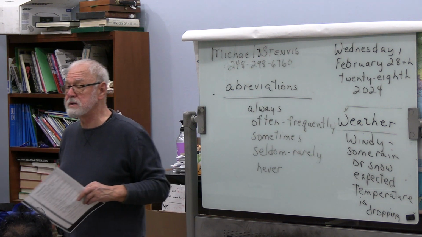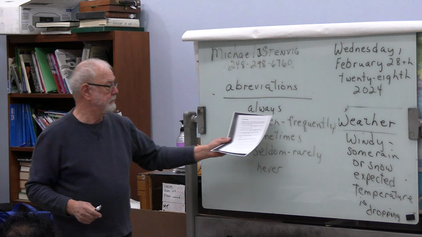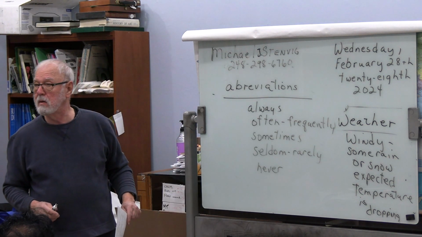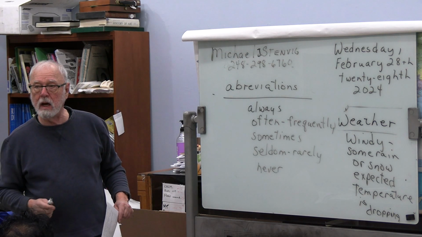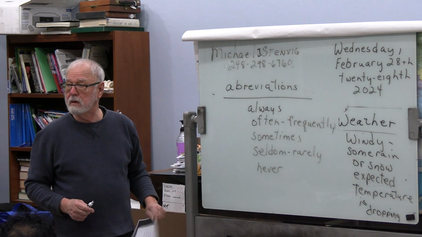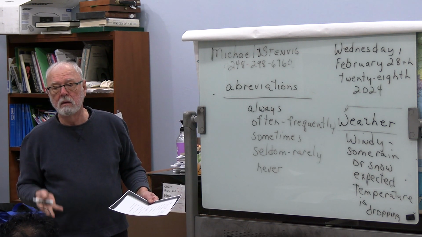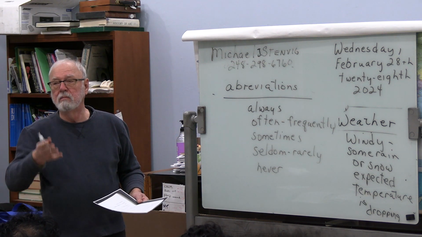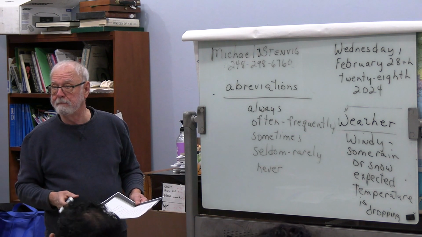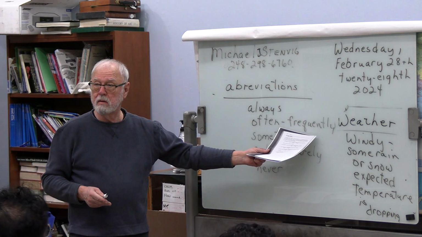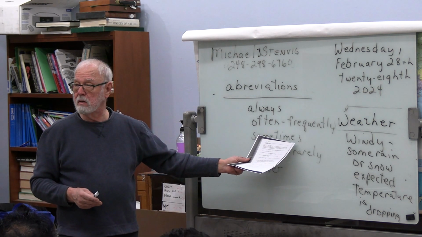These are some time words. I think we haven't done these in a while. What does always mean? All the time. Often. What does that mean? Frequently. Sometimes. More than sometimes. A lot. Frequently. Pretty close in meaning.